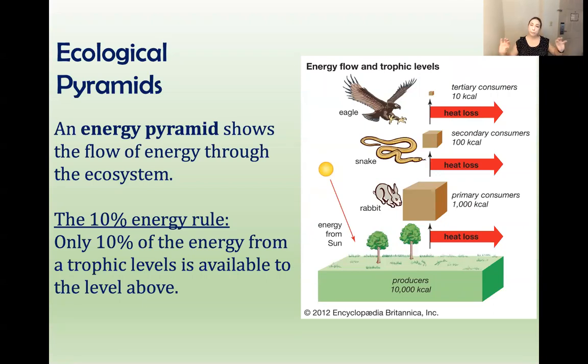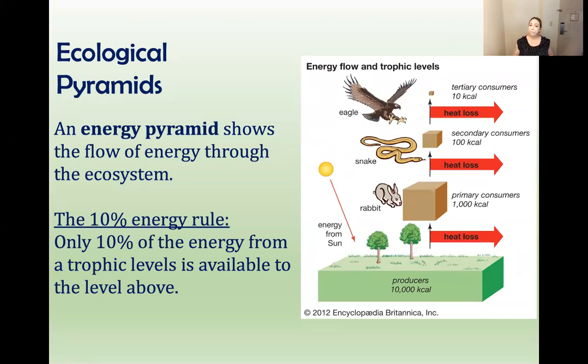So the producers make 10,000 kilocalories, but only 1,000 of that is carried to the next level. And then if you look at secondary consumers, it's only 100 kilocalories. And finally, tertiary consumers only receive 10 kilocalories. So this is what we call the 10% energy rule. Only 10% of the energy in the previous trophic level is available for the next trophic level.